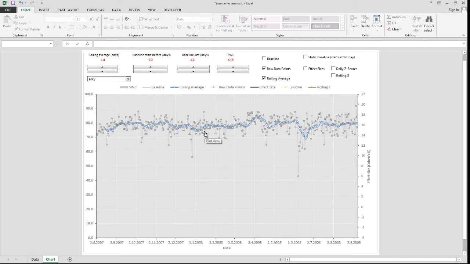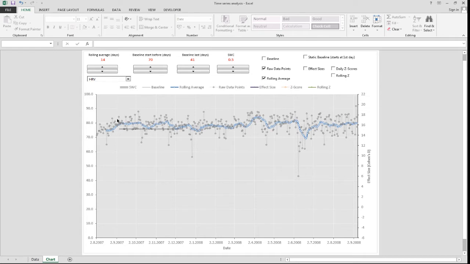One problem with it is it doesn't take into account the variability in normal responses. One way to deal with it is to use z-scores or standardized scores, and they're pretty easy to calculate. The thing you need besides the rolling average is the rolling standard deviation.